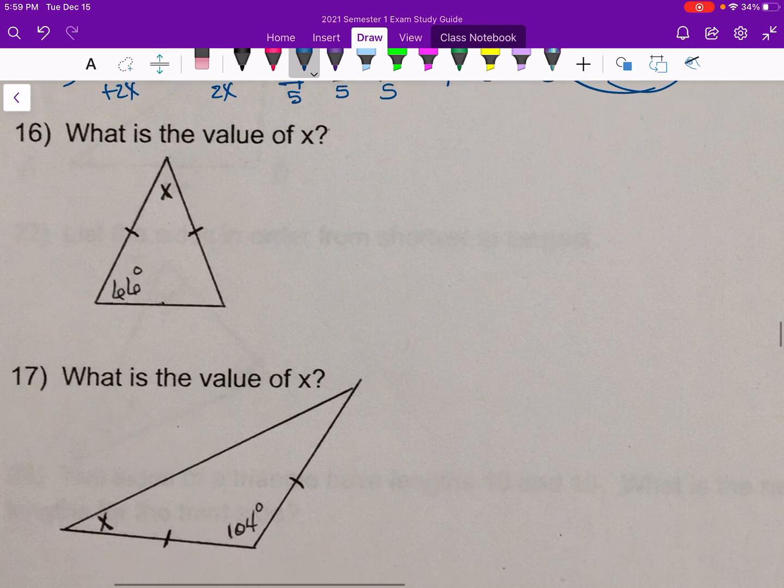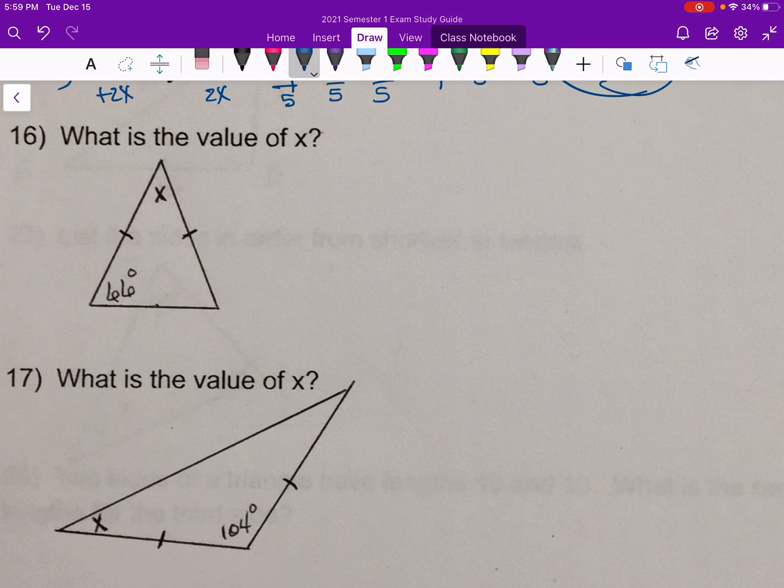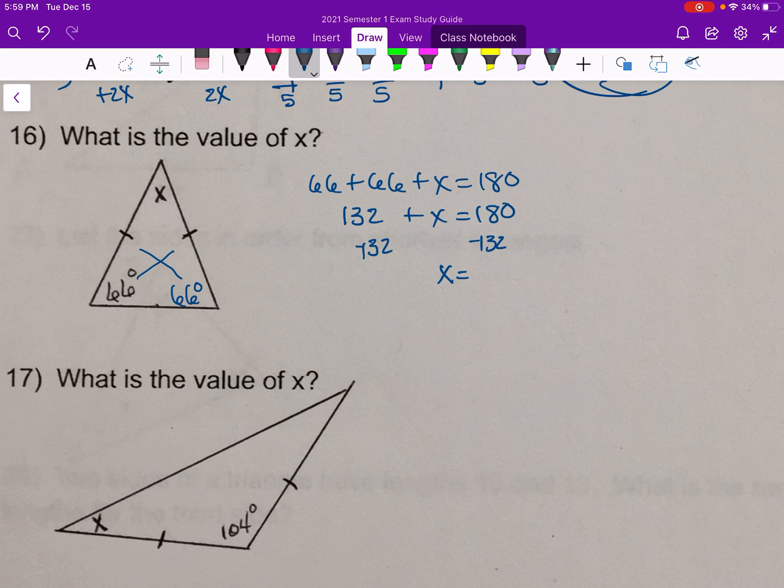Number 16 and 18, we're using the fact that the three angles in a triangle add up to 180. We're also looking at isosceles triangles. Isosceles triangles means two sides are the same, and if the sides are the same, the angles across from them are also the same. So on this first one, we have three angles add up to be 180, and then we solve for x. So x is 48 degrees.